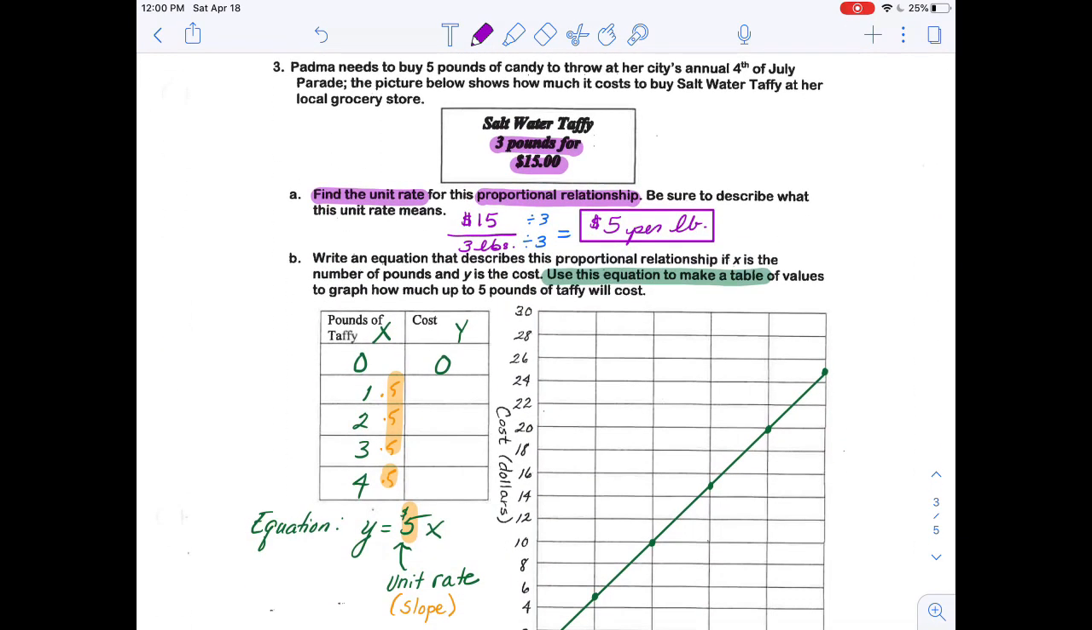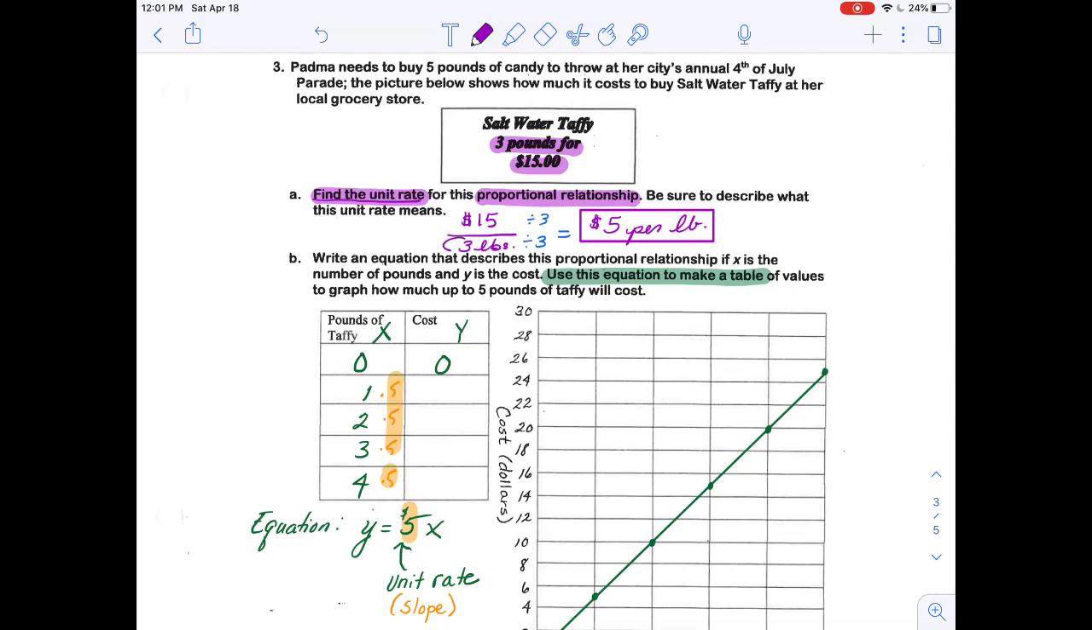Now let's go ahead and look at some candy here. We've got a 4th of July parade, and we know there's some saltwater taffy. And at the grocery store, it was 3 pounds for $15. And I hope you remember, when we talk about money, money always goes on top. So when they're asking us to find that unit rate, remember we need to put the money on the top, and then the pounds can go on the bottom.